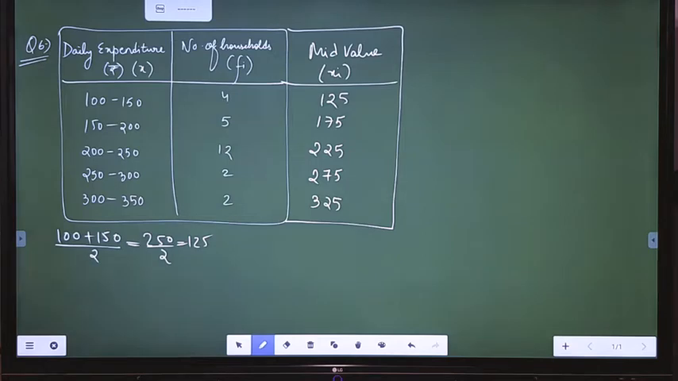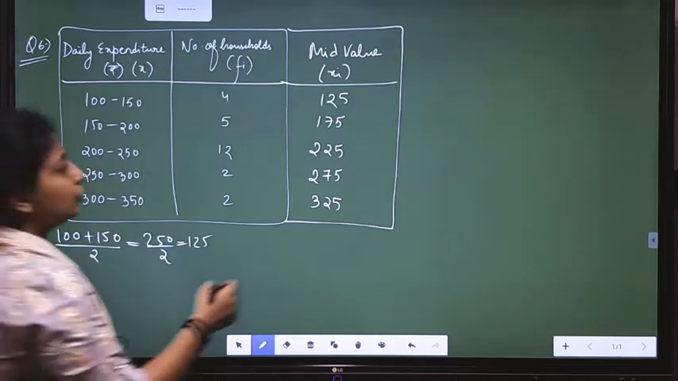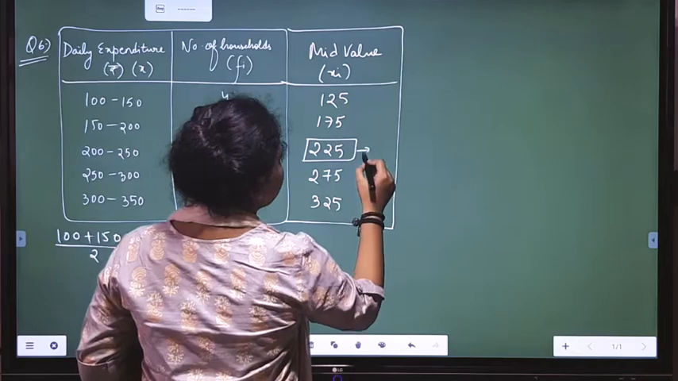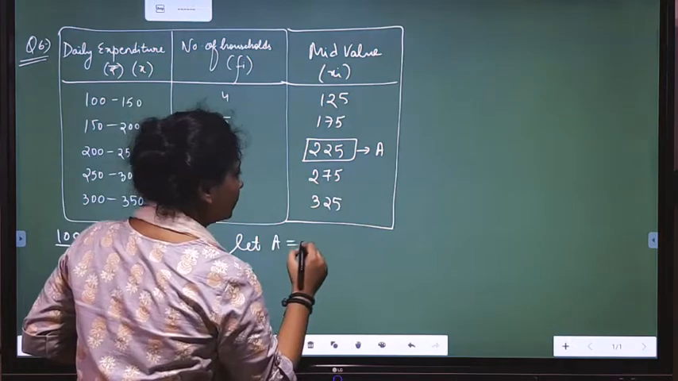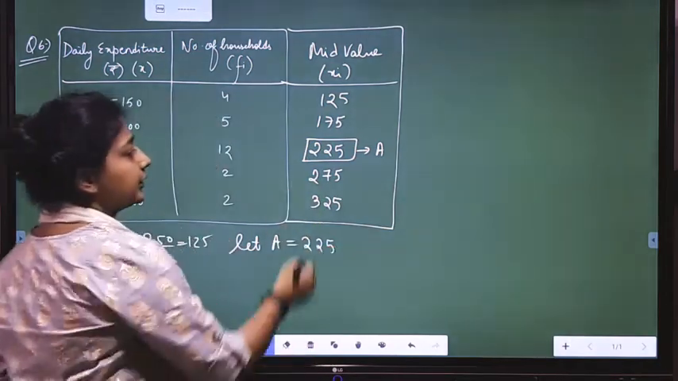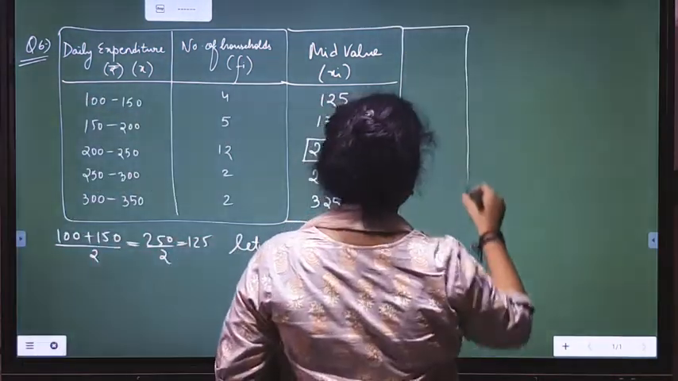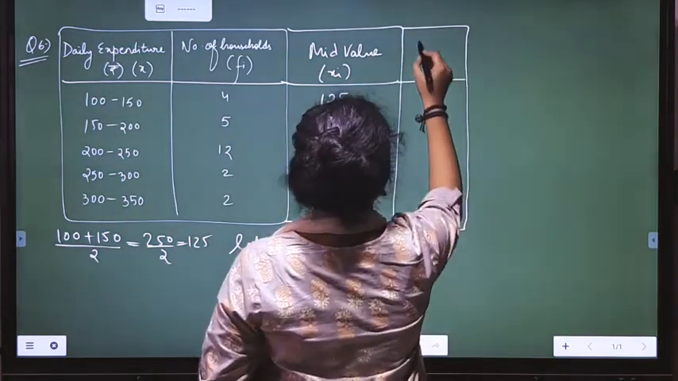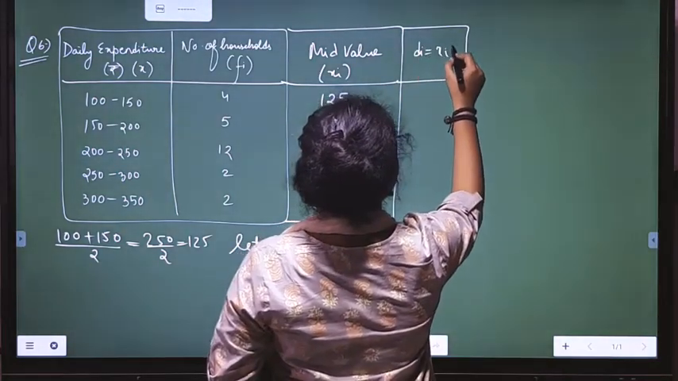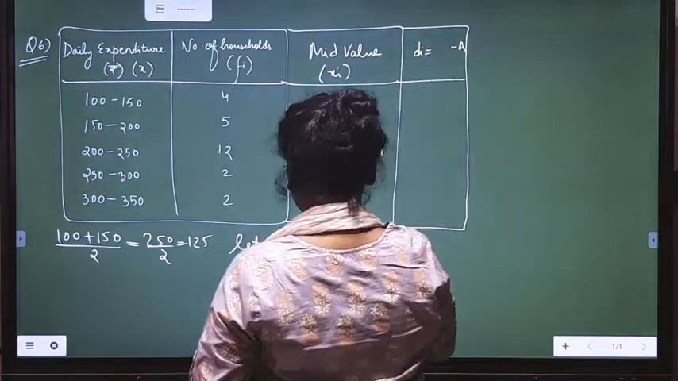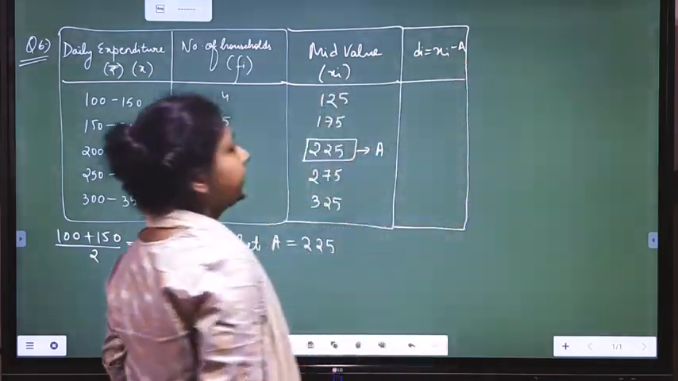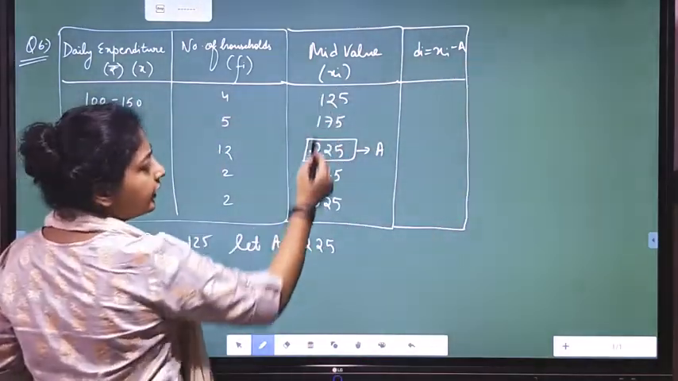Now as you can see, the mid values are large enough, so we need to use the assumed mean method. So we are considering 225 to be our assumed mean, or let A equal to 225. We are considering this as A. Next we have to find the deviation di. What is di? Xi minus A. That means xi minus A, that means we have to subtract 225 from all these values.